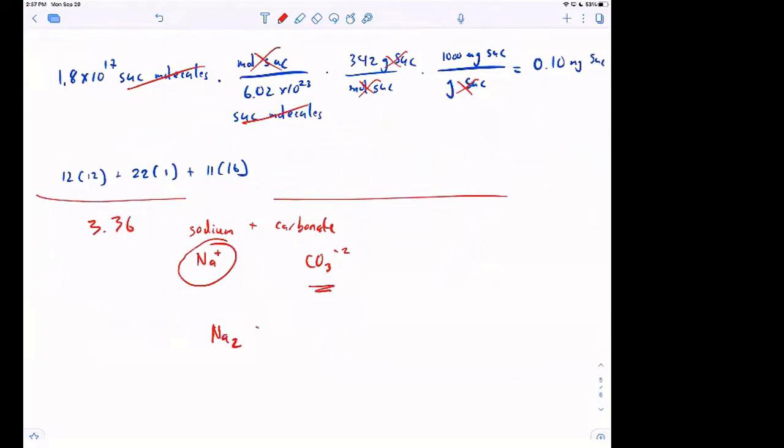You're going to need 2 sodiums with carbonate like this, because the sodium is +1 and the carbonate is -2. So you have to have the 2 positive ions counteract the -2. And the way that you balance these is you always look for the lowest common denominator, the lowest common factor between them. In the case of 1 and 2, it is 2. So you have the 2 there.